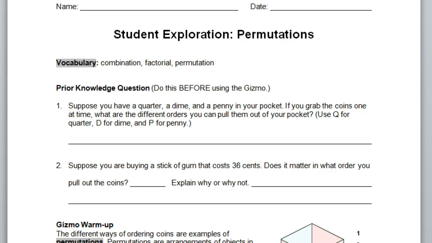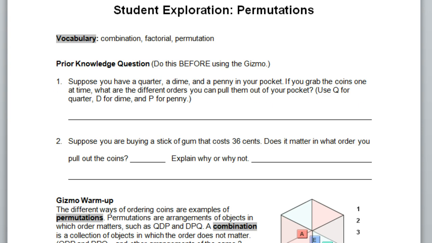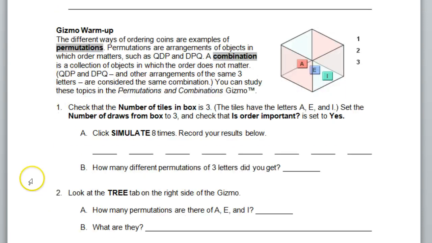Dunbar speaking. So a few of you have asked for some additional guidance on the Gizmo activity. I am making a quick video to show you some of the things that go into the Gizmo and how to use it. The assignment asks you a few prior knowledge questions and then provides you with a little bit of background. In this case we've got the Gizmo warm-up, and it describes the difference between permutations and combinations. Permutations are arrangements of objects where the order matters, and a combination is simply a collection of objects where the order doesn't matter.